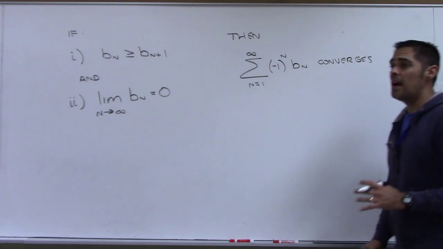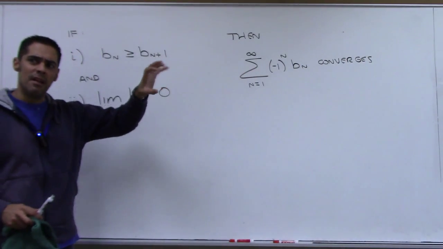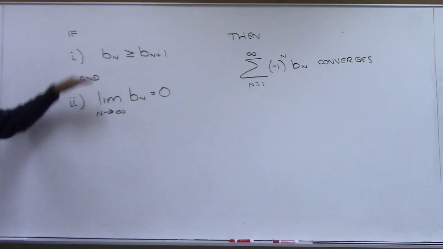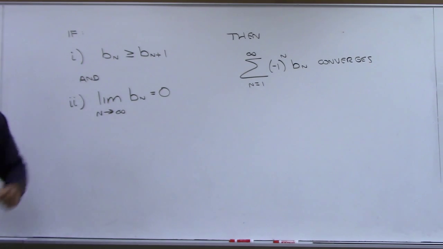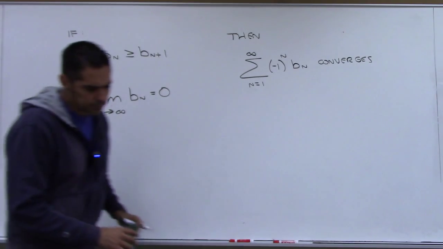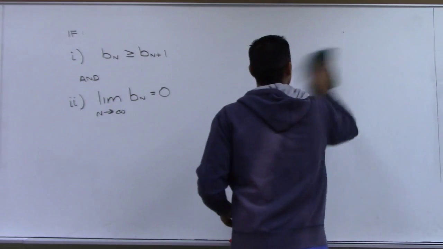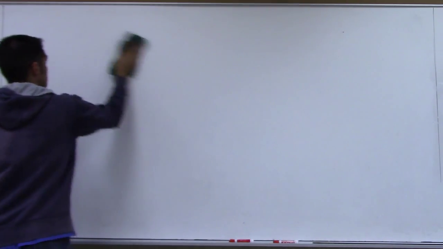So to use this test, you identify the alternating series, you figure out that piece that doesn't have the sign change on it, and you just check these 2 things. If these 2 things are true, then it converges. All right? So let's try this example. What if these aren't true? Your test fails.